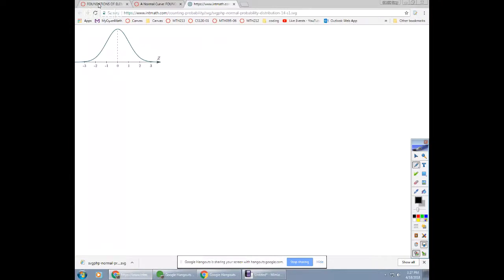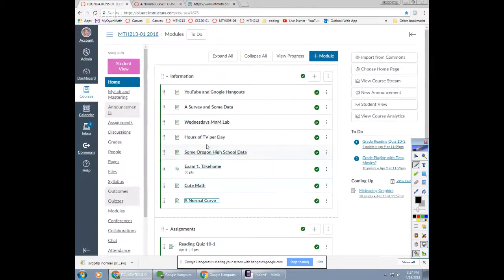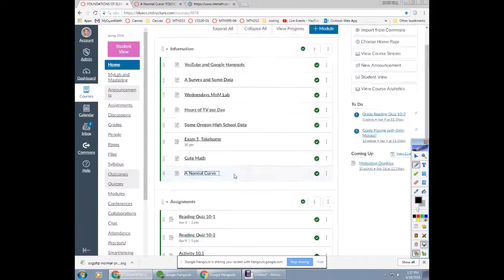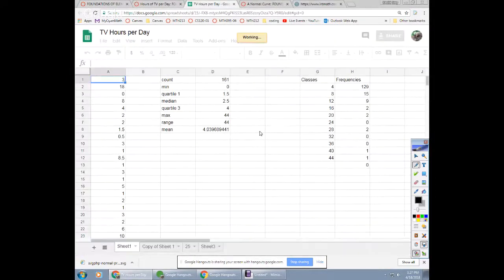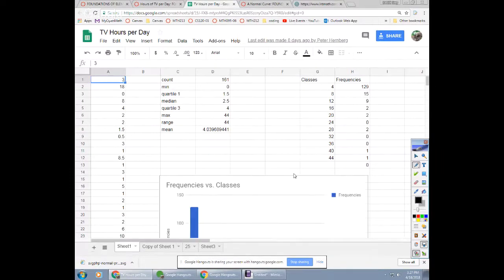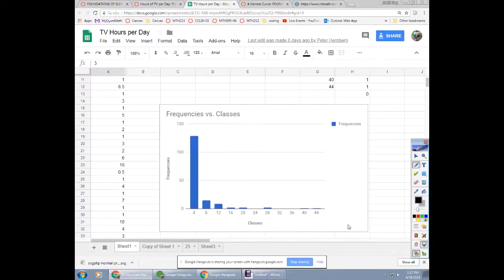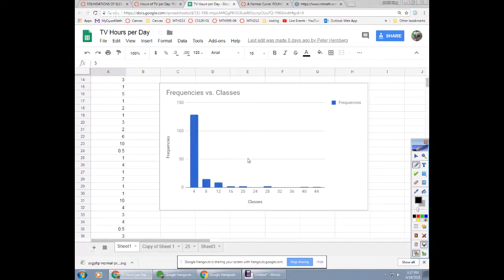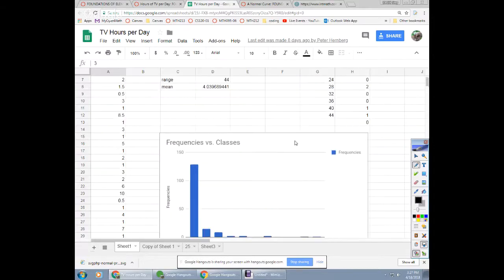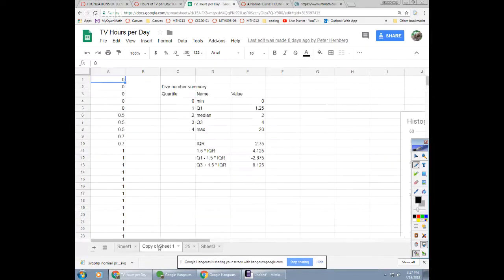Let's go back to our home page. I think it was the hours of TV per day, or was it the movie one? Let's take a look. Okay, so here is one of our samples. This was the number of hours people spent watching TV, and there was a problem with this data set because people said they watched like 40 hours of TV a day, which clearly they didn't understand the question. So this was before I scrubbed it. Somewhere I have a better one.